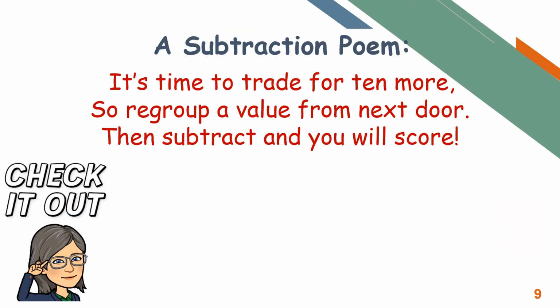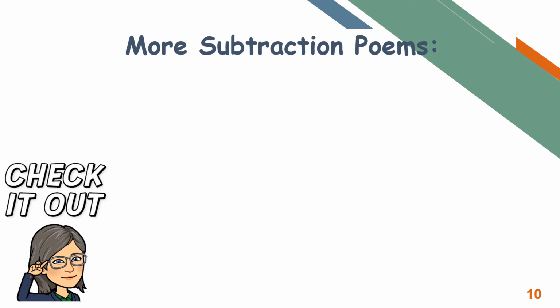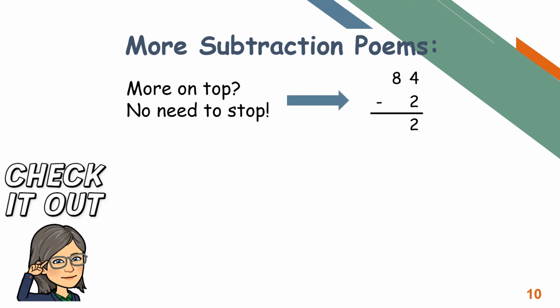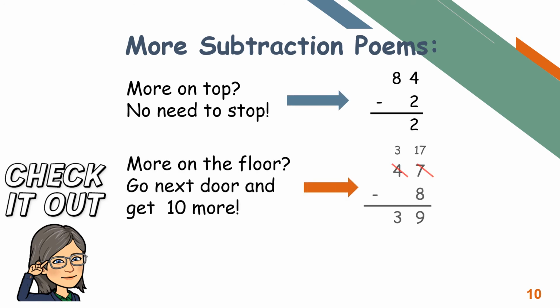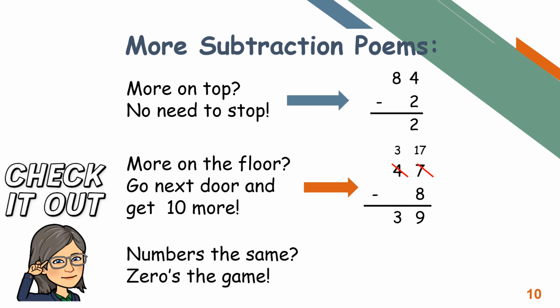A subtraction poem to help you with regrouping. It's time to trade for 10 more, so we group a value from next door. Then subtract and you will score. Here you see a few more subtraction poems to help you with regrouping. More on top? No need to stop. More on the floor? Go next door and get 10 more. Numbers the same? Zero's the game.